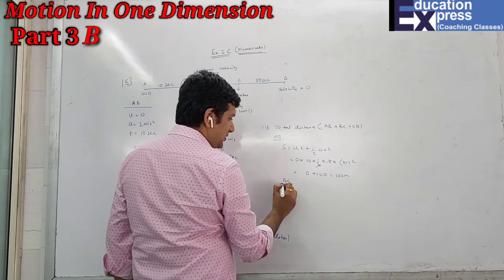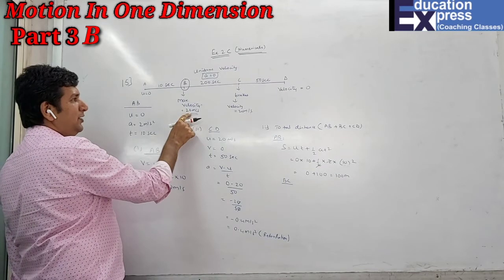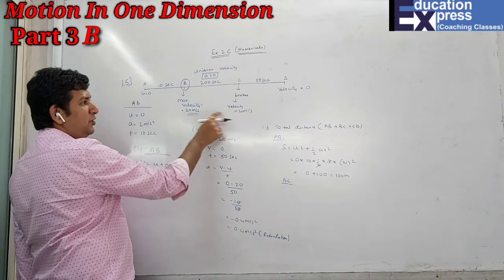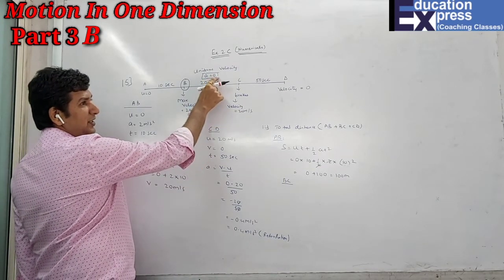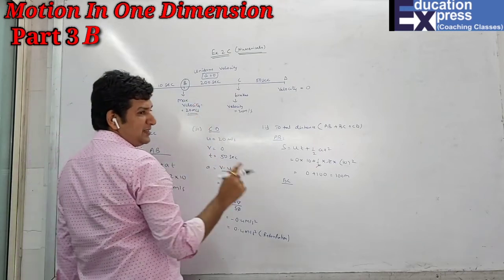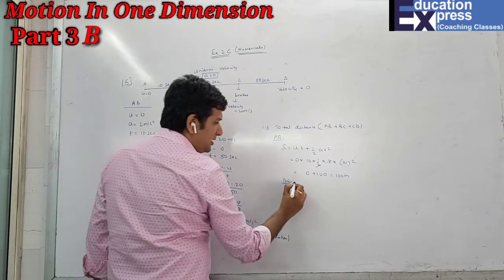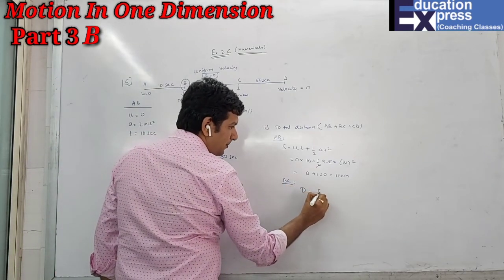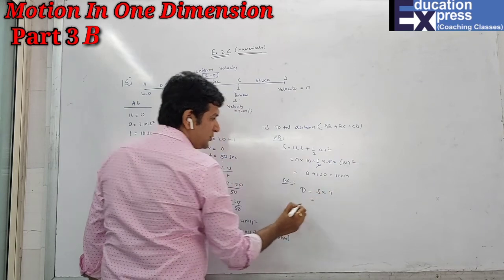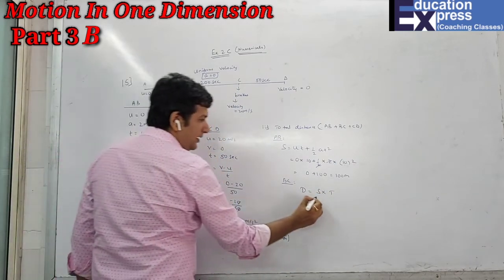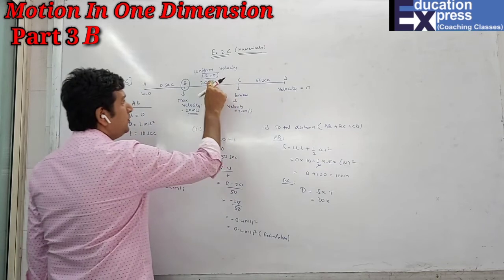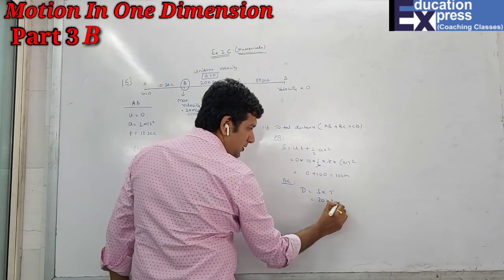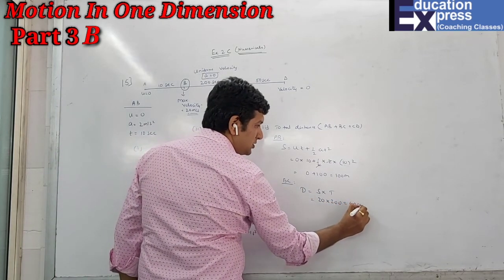Next is the BC part. For BC, it started with 20 and ended with 20. That is uniform velocity, so acceleration is 0. In this case, I can't use the kinematic equation to find distance. Now what to do? Simple formula: speed into time. Speed was 20. For how much time? 200 seconds. So the answer is 4000 meters.